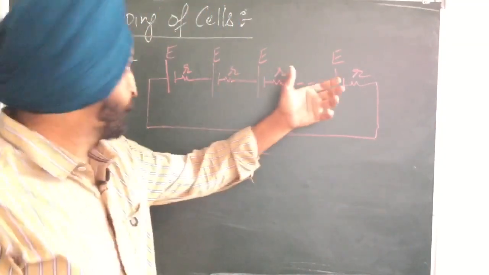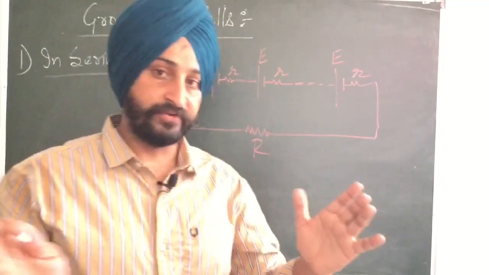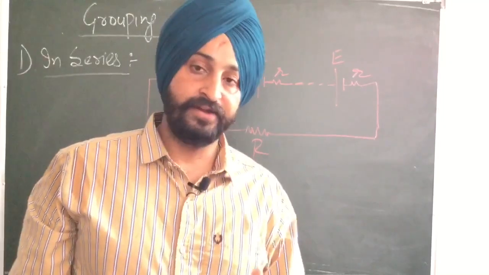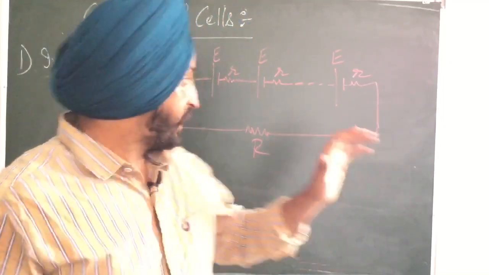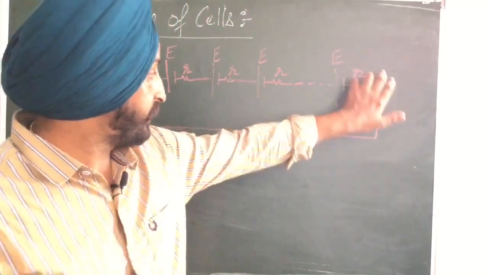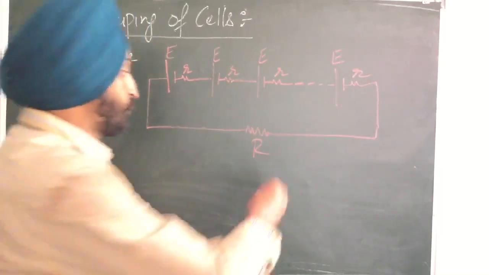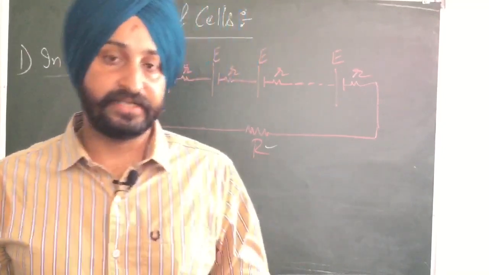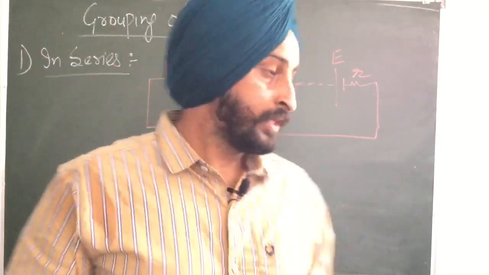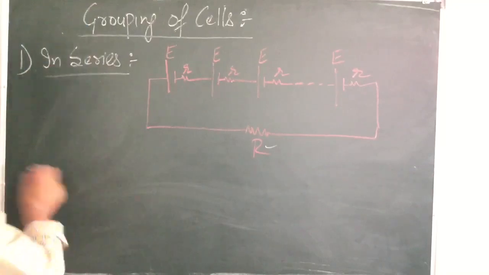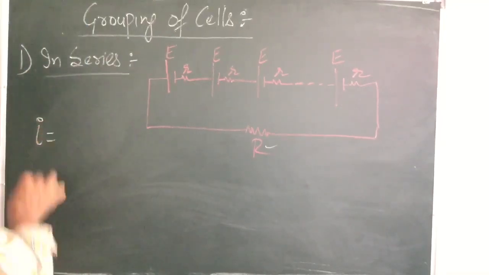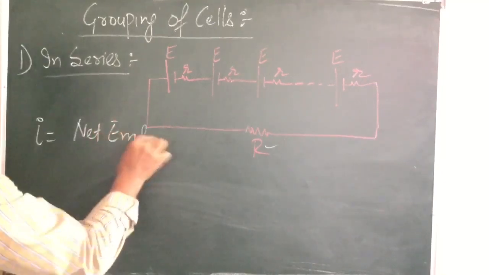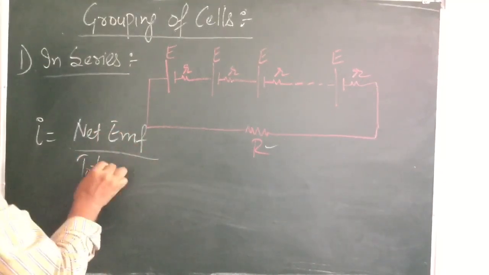Here I have drawn a diagram in which you have connected n batteries in a circuit. EMF of each battery is E and internal resistance of each is small r, and these entire n batteries are connected with the external resistor whose resistance is R ohm. So we have to calculate the net current that will be passing through this circuit. To do that, I know the value of current would be equal to net EMF of this circuit divided by total resistance of this circuit.